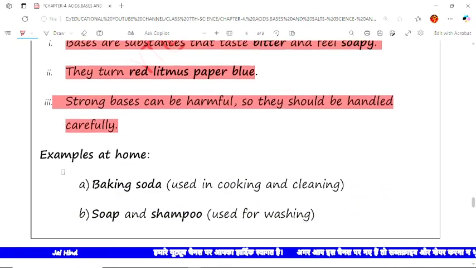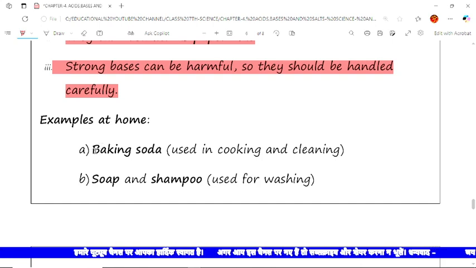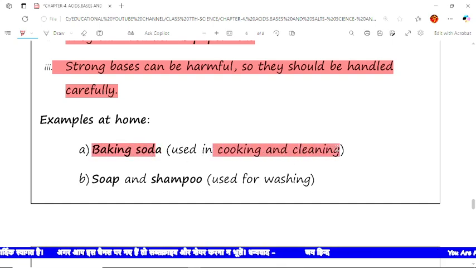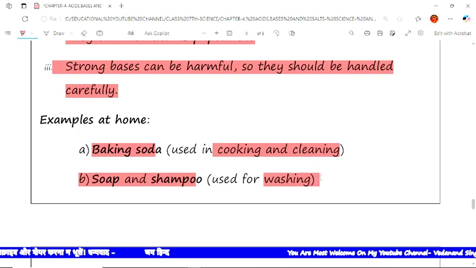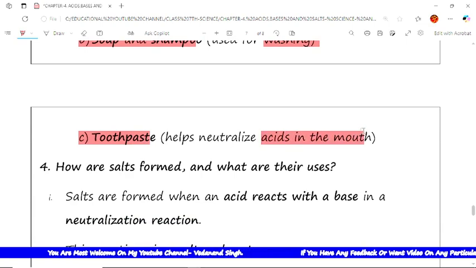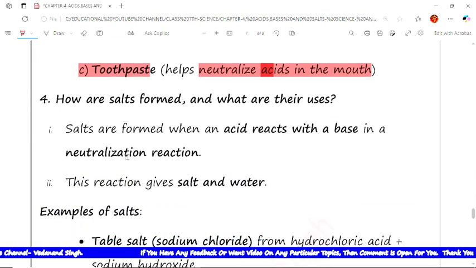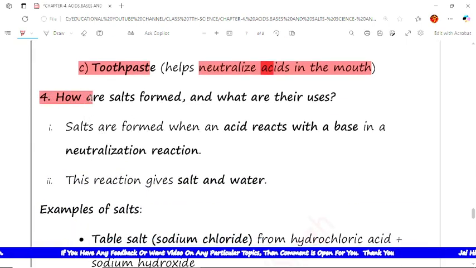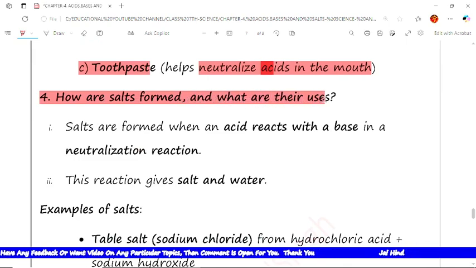Now we find bases at home as baking soda, which we generally use for cooking and cleaning purposes. And the next is soap and shampoo, which we generally use for washing, and they are basic in nature. And toothpaste, which we use, is basic and neutralizes the acid in the mouth, so this is also found at home. Now question number 4: how are salts formed and what are their uses?